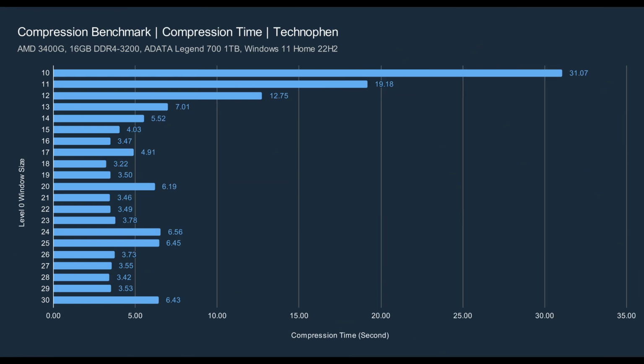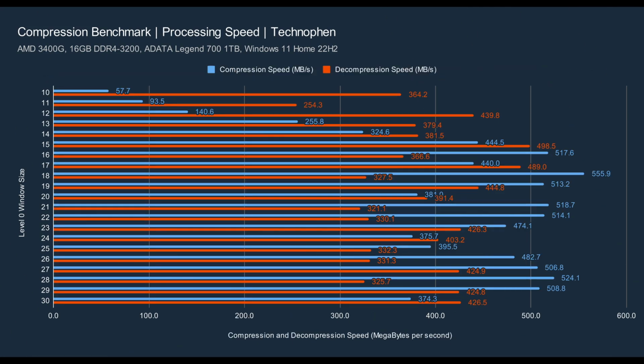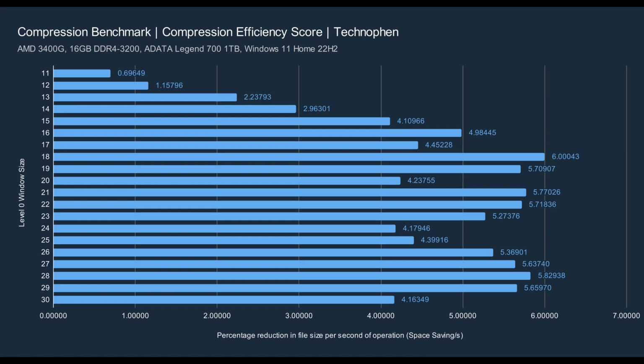Compression times are very fast, most around 3 seconds, but on some occasions a bit slower at 6 to 7 seconds. From window size 10 to 12 though, there seems to be something that makes them very much slower compared to others, but mostly on compression side. They are 57 to 140 megabytes per second, while others are 250 plus and reaching up to 550 megabytes per second. On efficiency, we reach a highest score of 6 at window size 18, and others are scoring good too, ignoring the first few mentioned.